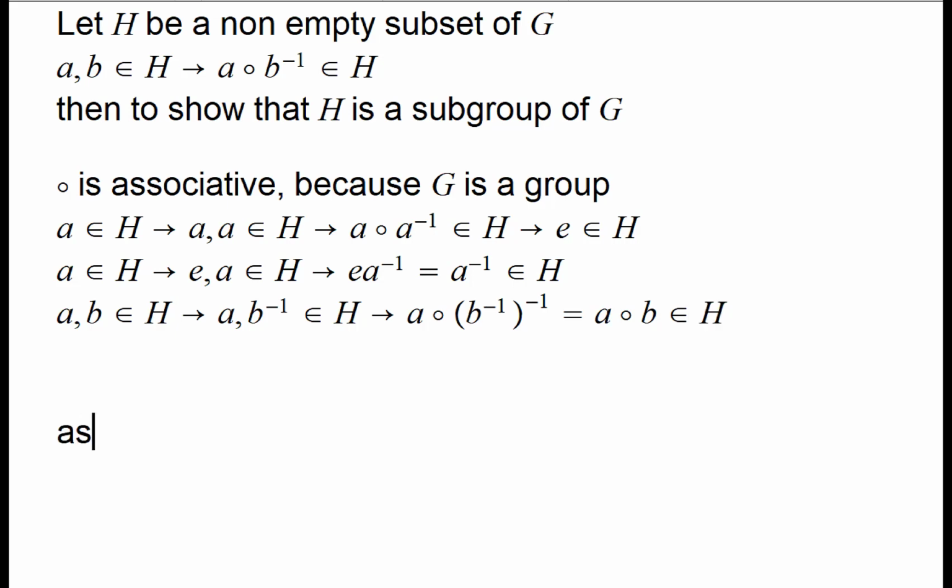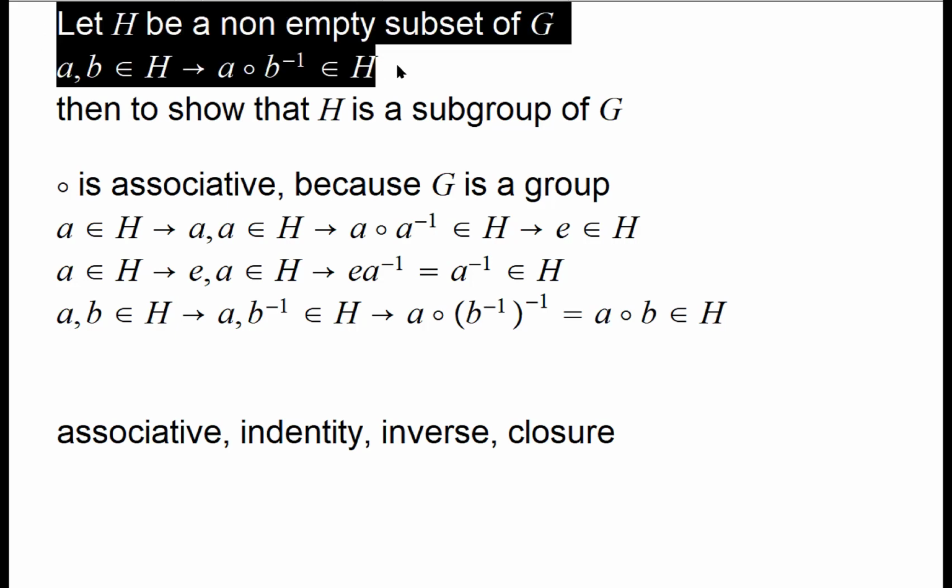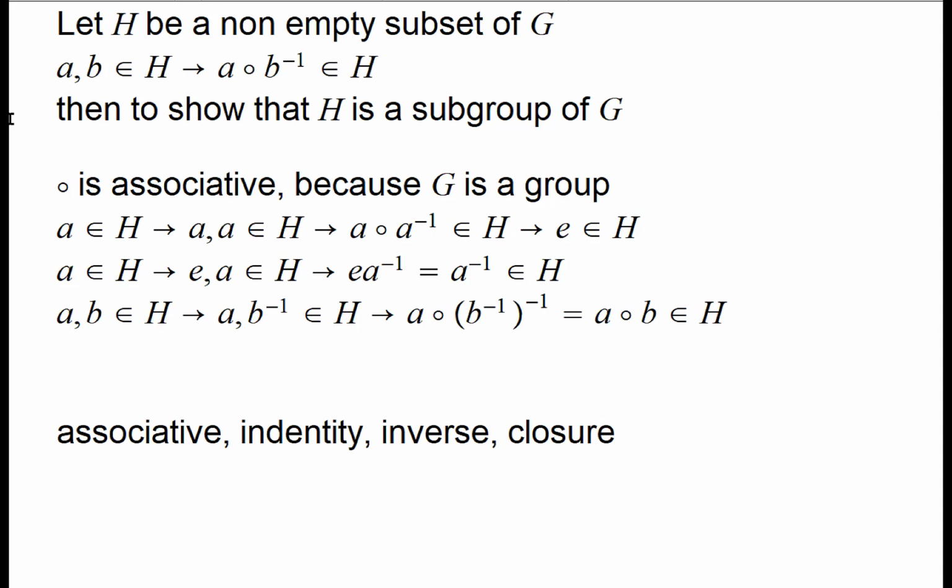So what we did was we showed the associativity, identity, inverse, and closure in this order, but that's all right. So anyways, in order for a non-empty subset to be a subgroup, all we need is this.